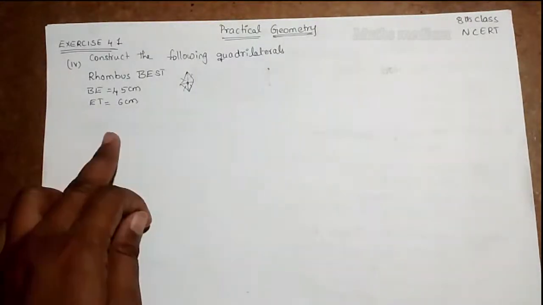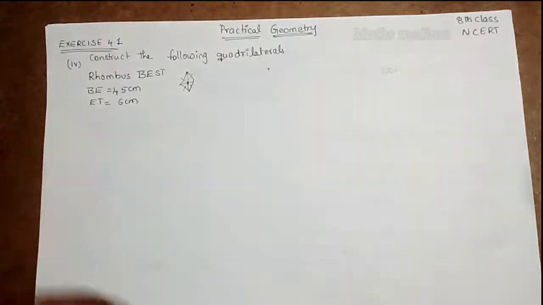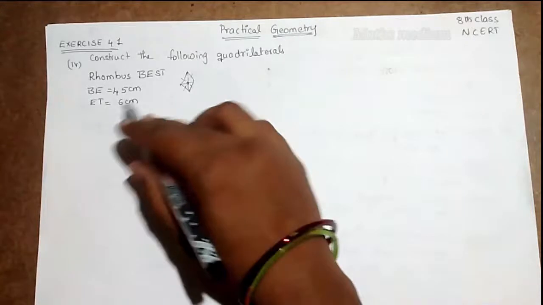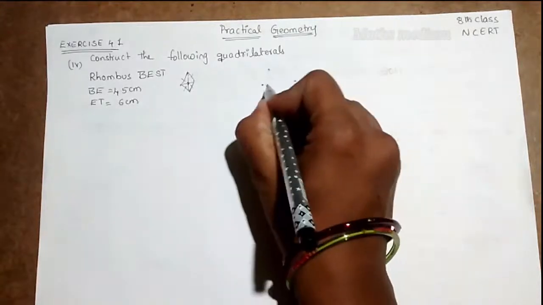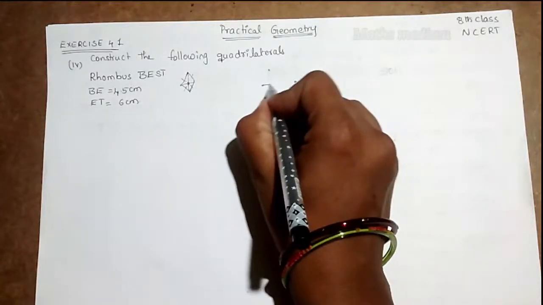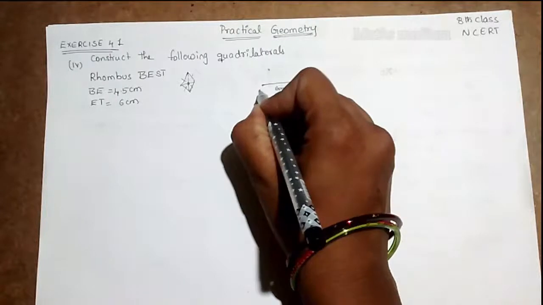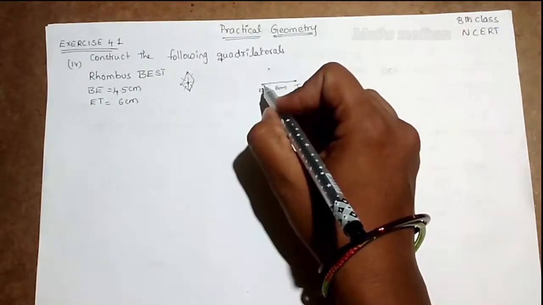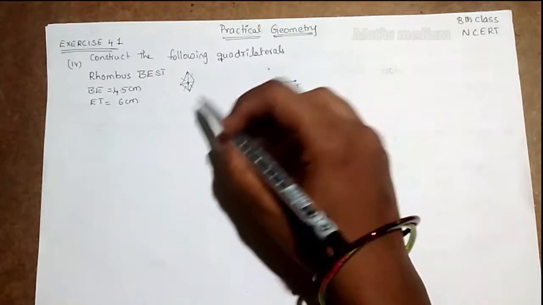So here we take a rough sketch for the given question. Then we get a step-by-step procedure for the rhombus, and then we get the answer easily. So let's make a rough sketch of the rhombus. Take one base, that is ET, 6 centimeters. This is nothing but a diagonal. Next, we know a rhombus has all sides equal. So BE is 4.5 centimeters.